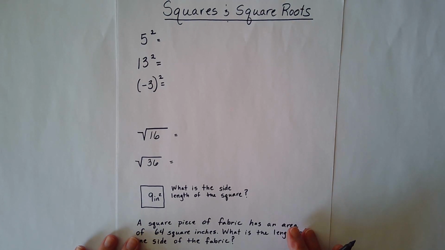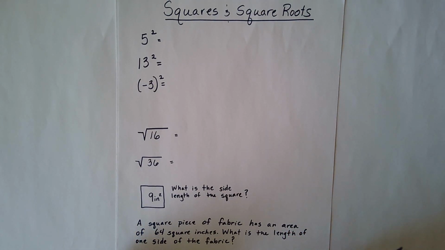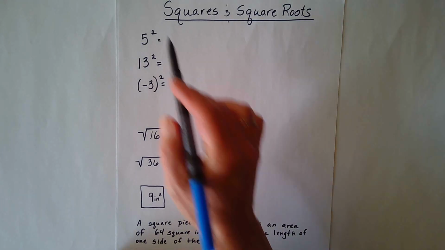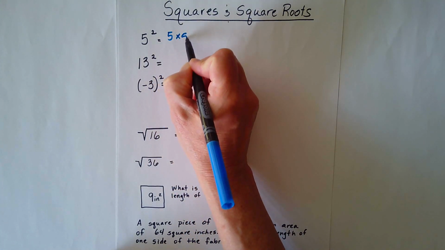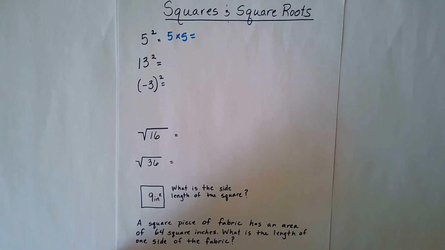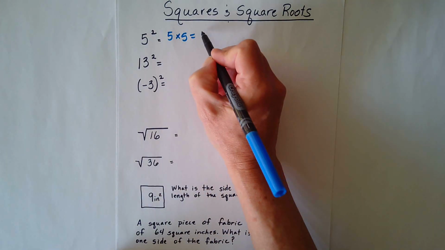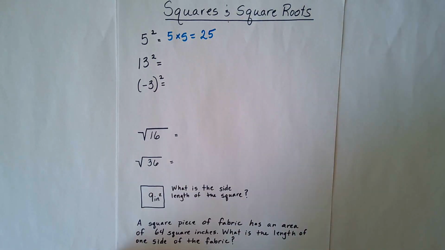Let's try some problems together. The value of 5 squared means we're taking 5 times itself. So the value of 5 squared would equal 25. You try the next one.